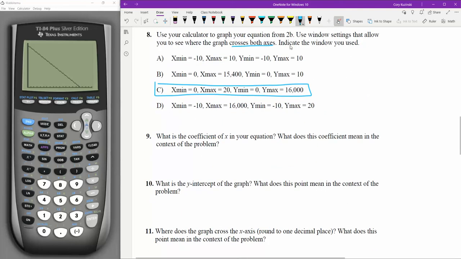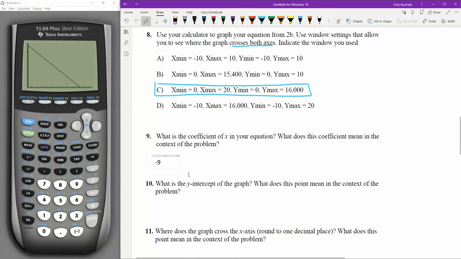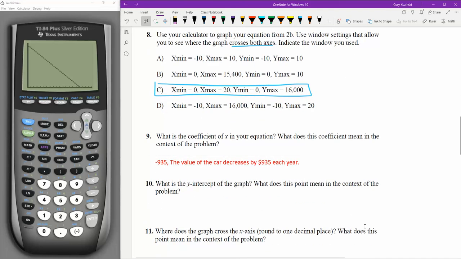What is the coefficient of x in your equation? Well, the coefficient of x was that negative 935. Okay, so negative 935. Coefficient of x is like the number that's being multiplied by x. The value of the car decreases by $935 each year. That's what that means in real world terms. What is the y-intercept of the graph? Well, that's that 15,400. This is the value of the car when it was purchased. It's our starting amount.